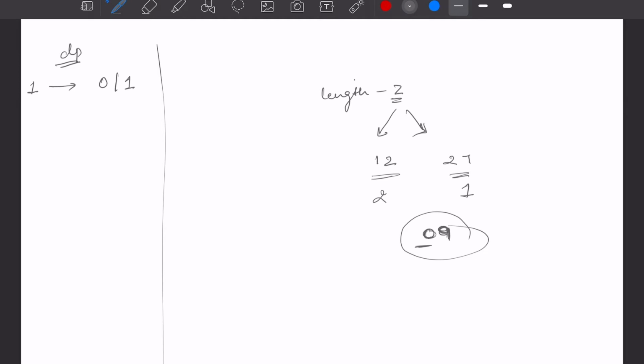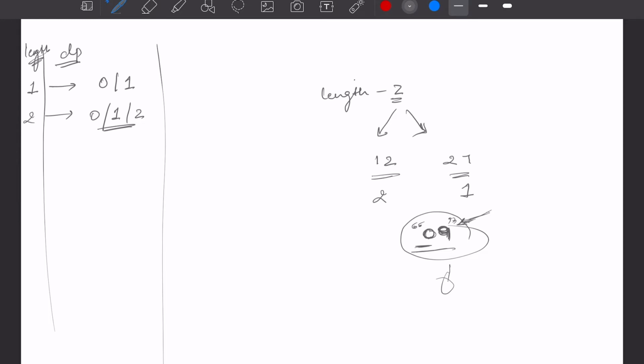Don't confuse yourself by saying that okay, we have a mapping for 9. We do have a mapping for 9, but what we are trying to decode is 09, and for that we don't have a mapping, right? So it will be 0. Similarly for dp2 we can have 0, 1 or 2 ways. So this is easy, right? You can come up with dp1 and dp2, like if length is 1 and length is 2.